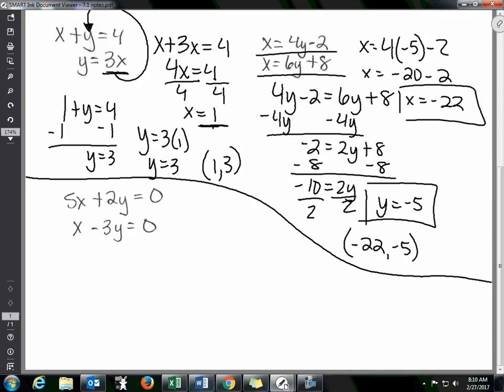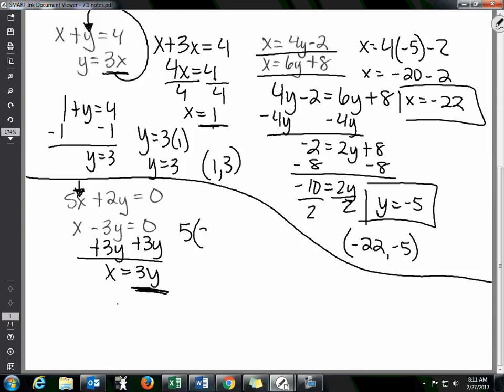And if we can move it over, then we have what x is, and we can plug it in, right? So if I add 3y to both sides, I get x equals 3y, right? Now this is exactly like the first example. I have an equation, 5x plus 2y equals 0, and I have another equation which I've modified a little bit. It's x equals 3y. Now I'm going to take this 3y, and everywhere I see an x in the first equation, I'm going to substitute 3y. Okay, so it'll look like this.